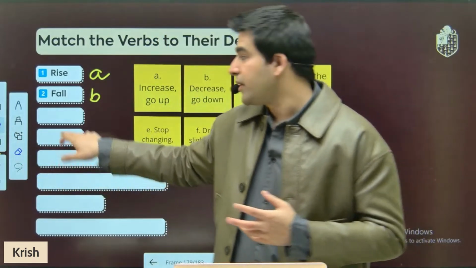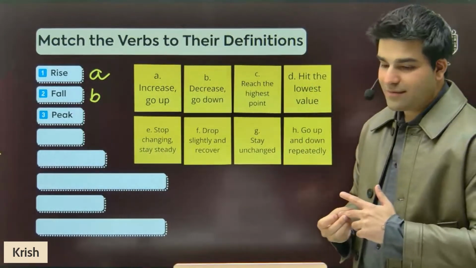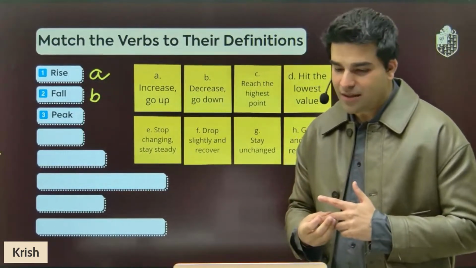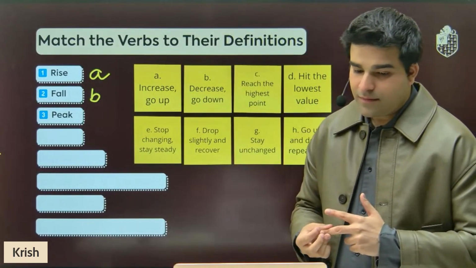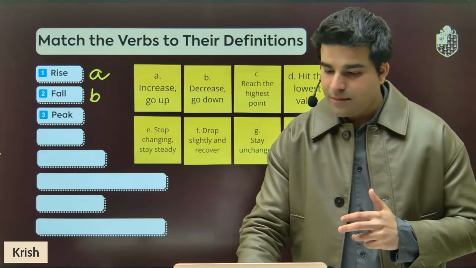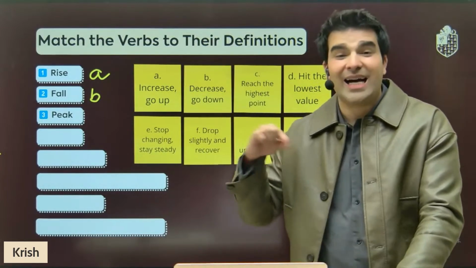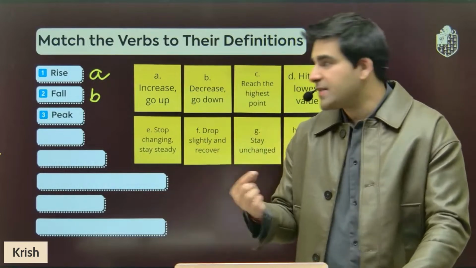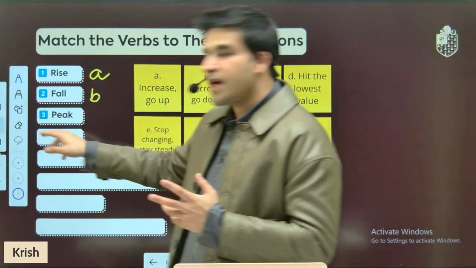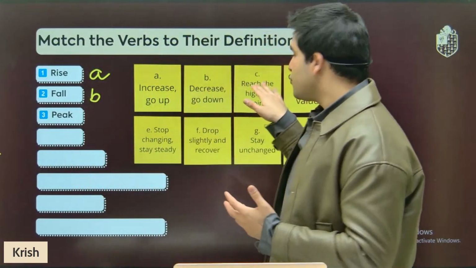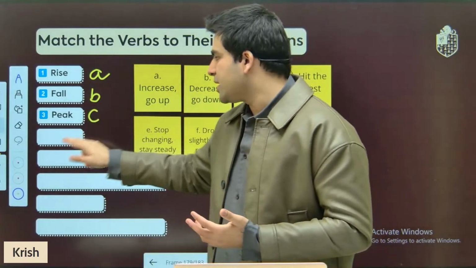Now let's look at number 3. Peak. What's peak? Okay, thank you. Peak is when something reaches its highest point. That is peak. So for example, actually, I'll show you an example on the next slide anyway. So reach the highest point here, C, is peak.